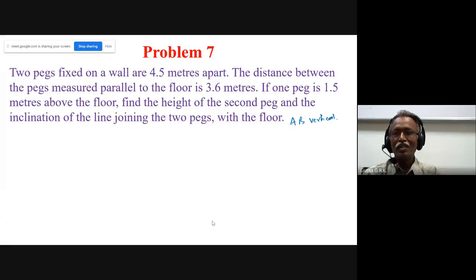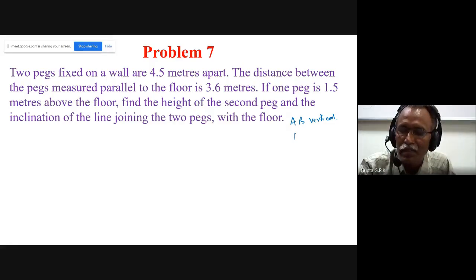Below the wall, I have the corners, isn't it? So the length along that is 3.6 meters. Because top views will come onto the XY, the distance on the XY is 3.6 meters, which is the distance between projectors or top view length. So true length is equal to front view length, A dash B dash, is equal to 4.5 meters. And AB is equal to 3.6 meters.